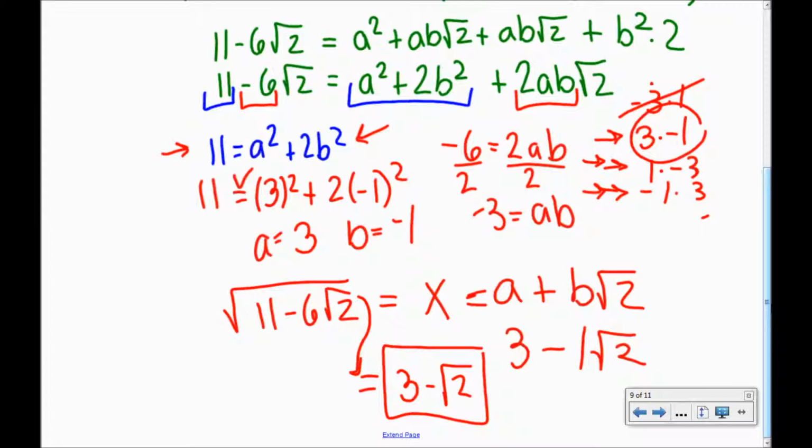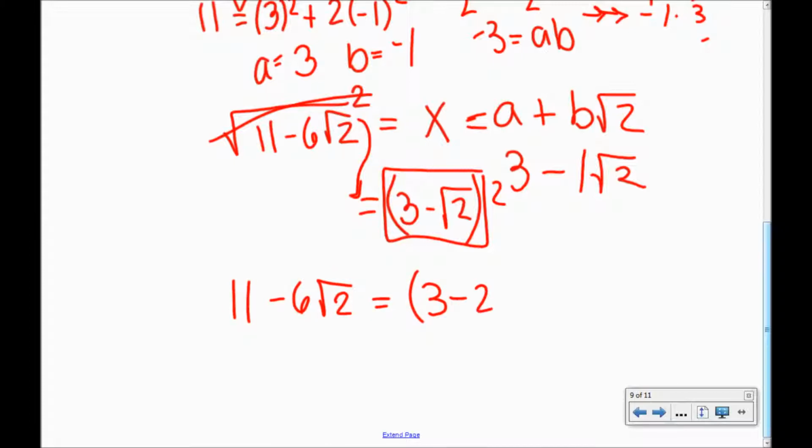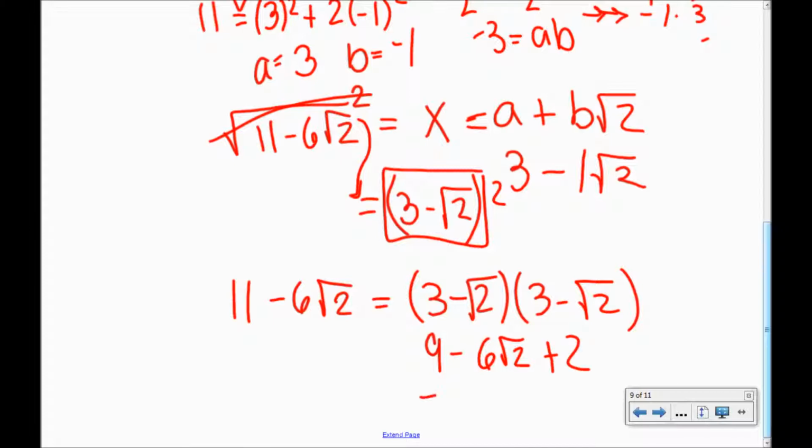And you can always check this. So if we square both sides, we're getting rid of that square root, right? And then we should have, if we square this, we should have multiplied by itself. We have 9 minus 6 square root of 2 plus 2. So that gives us 11 minus 6 square root of 2. And that is exactly what we're looking for.